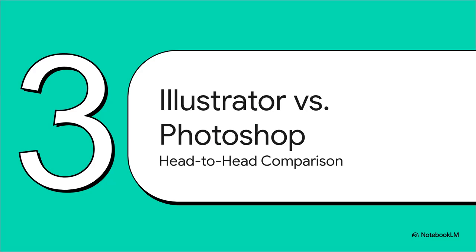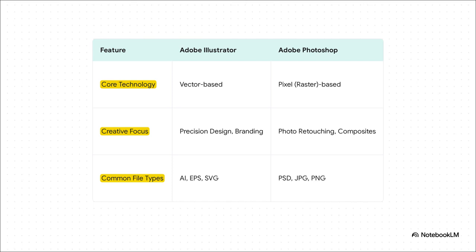Good. Okay, so now that we've got that core tech down, let's put these two heavyweights in the ring for a real head-to-head comparison. See how this all connects back to what we just talked about? It's awesome, right? Illustrator's core is vector, so of course it's focused on precision design, branding, things that need to scale, and its file types, like AI and SVG, are built for that. Then you have Photoshop. It's all about pixels, so its job is photo editing, making cool composites, and it spits out pixel-based files like JPEGs and PNGs. It all just makes perfect sense now, doesn't it?